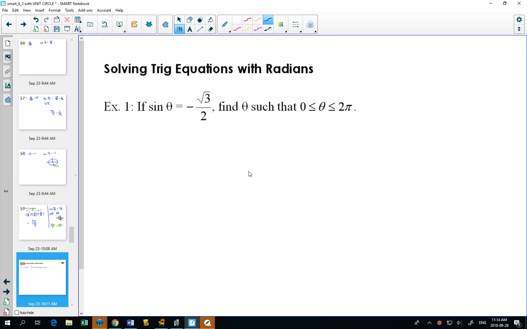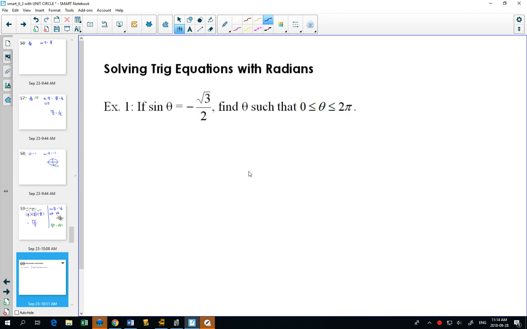And now that we've learned our unit circle, we're going to do a lot of them without our calculator. So this now becomes a non-calculator question. It becomes a non-calculator question because the question is, do you have root 3 over 2 on your unit circle? The answer is yes.